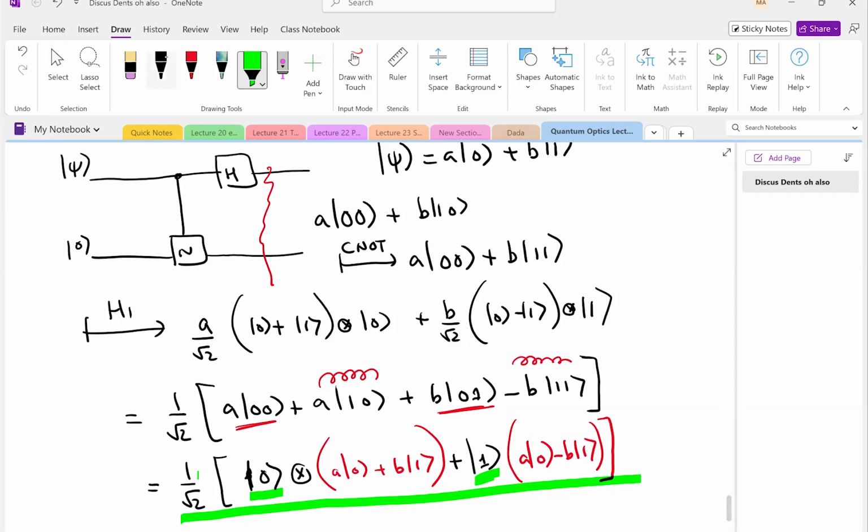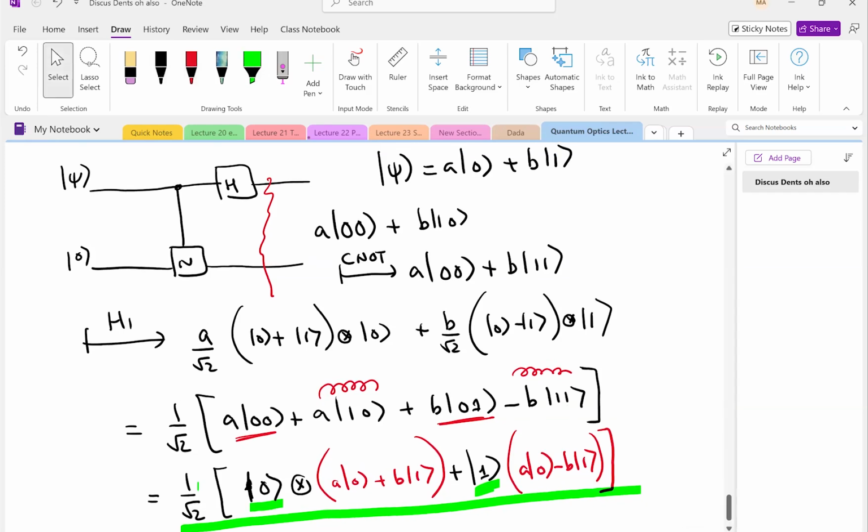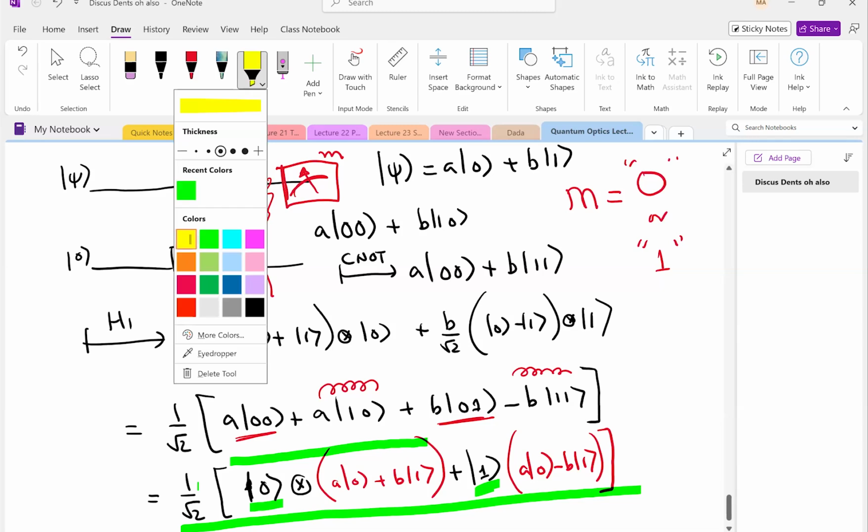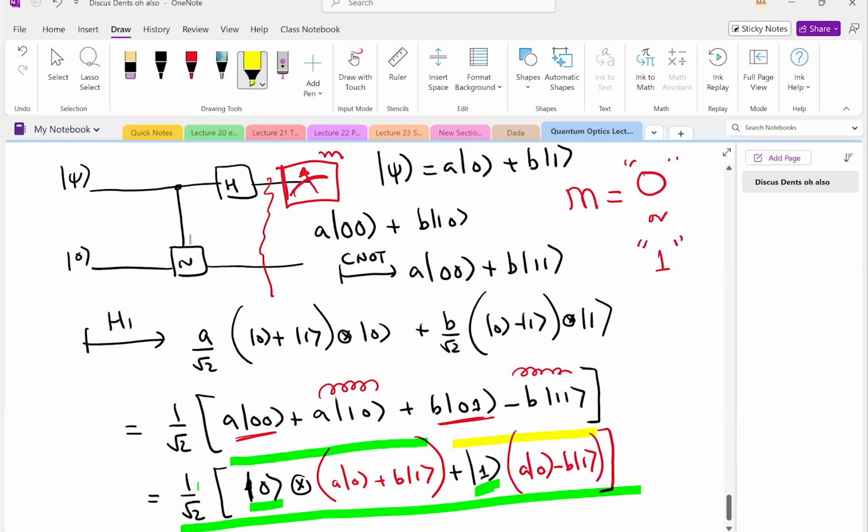So if I were to do a measurement over here, and let's represent that measurement through a meter, M, whose outcome is M, and this M could be 0 or 1. So if my M output is 0, I have collapsed my superposition into this state. And if my output is 1, my M is 1, I have collapsed into this state.